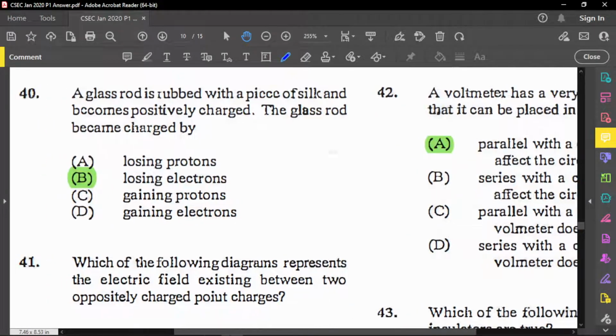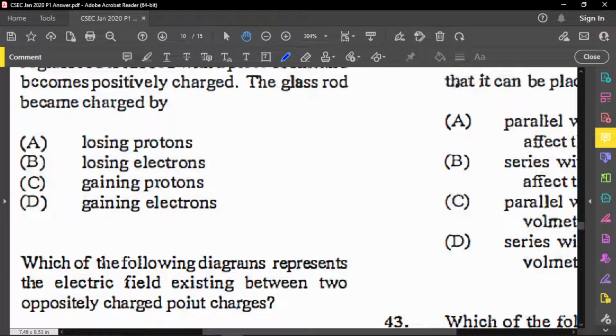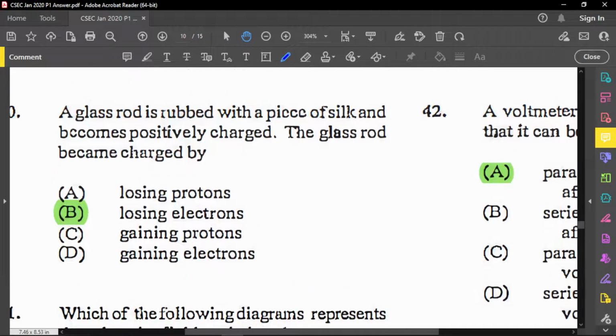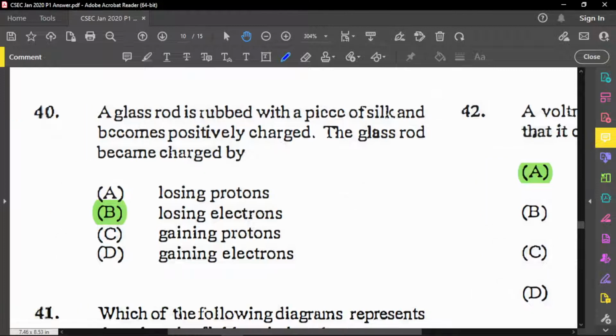The glass rod became charged by... All right. And so if something becomes positive, it means it loses negative electrons, right? And so losing the negative particles, which are electrons, they become more positive. The same thing in reality, same thing in life. The more you give away those bad traits, those bad attributes of yours, then the more positive you become.